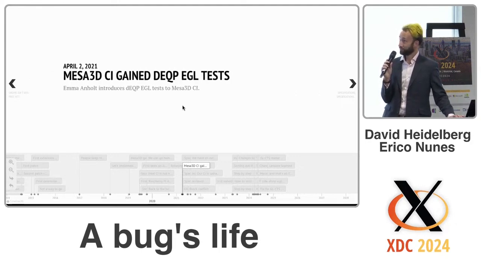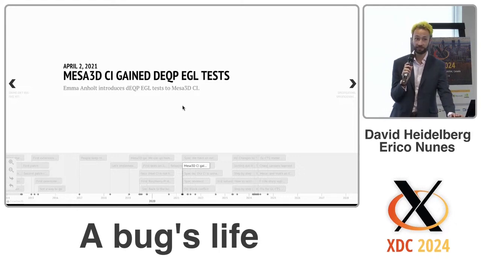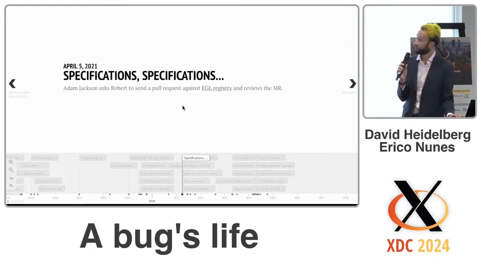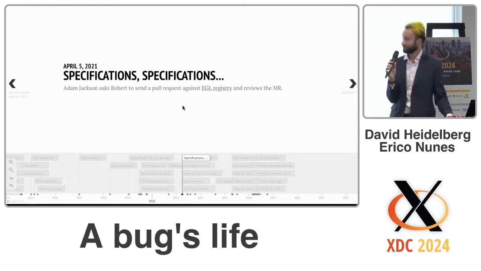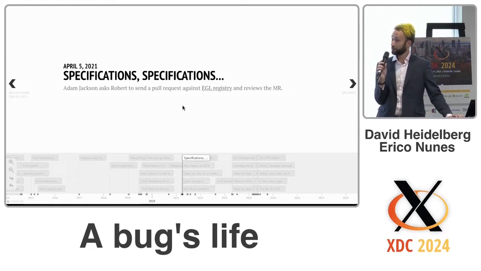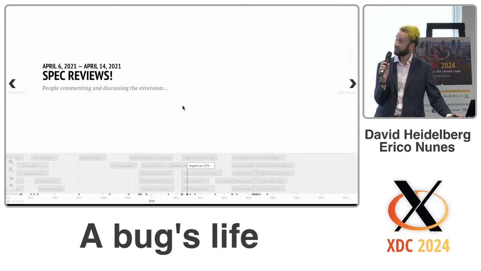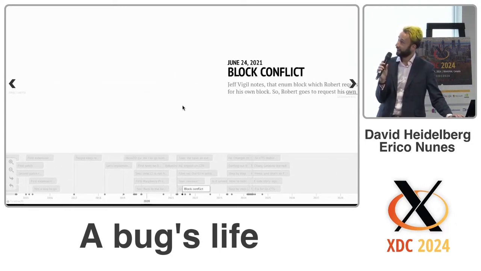At this point, Mesa 3D is getting EGL testing, which is probably a small subset of tests, but it's very important for us. You will see it later, because otherwise we probably wouldn't be where we are currently. Specifications, right? So at this point, we're getting the extensions officially committed to the EGL registry, so it gets official. Specifications ready.